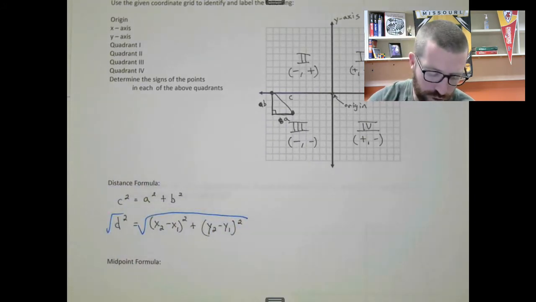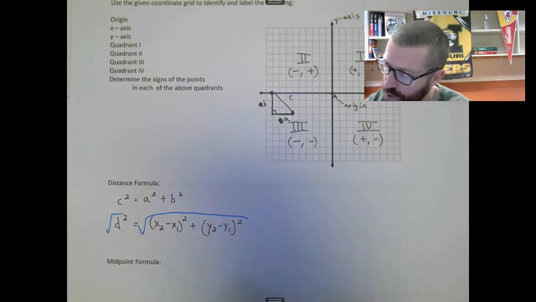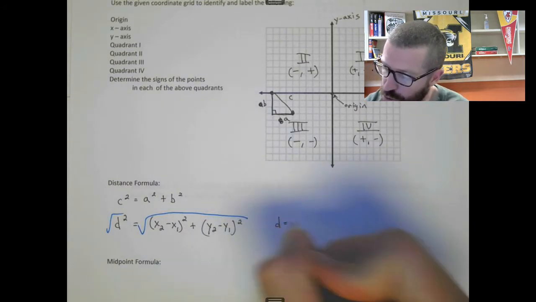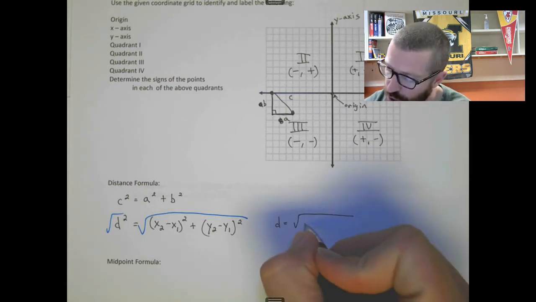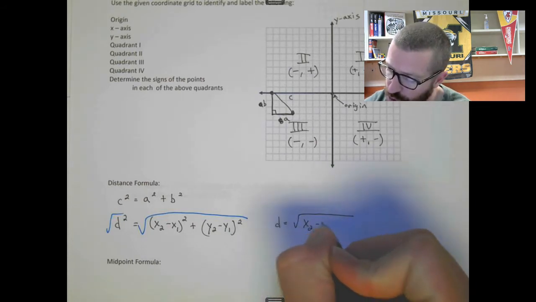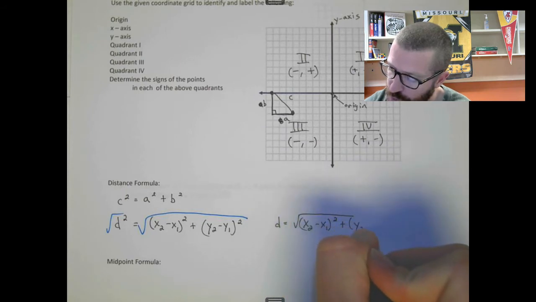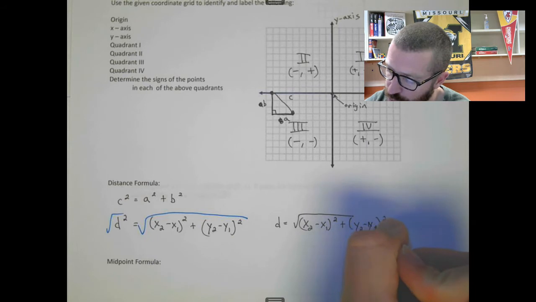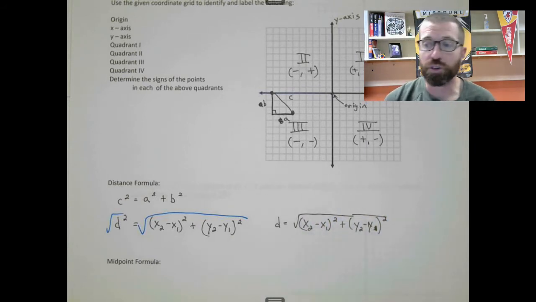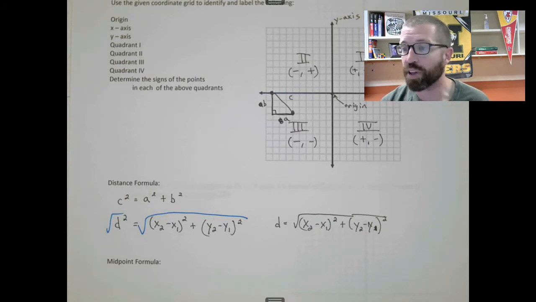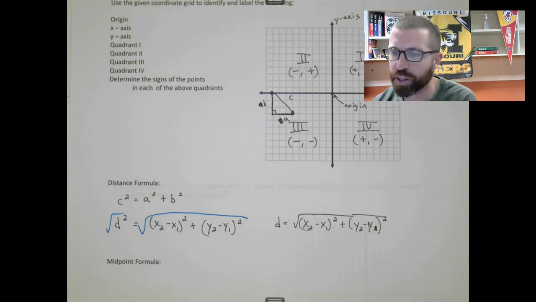And there is the distance formula. So the distance between two points, (x1, y1) and (x2, y2), is: subtract the points and square them, add them together, and take the square root. Or it's a squared plus b squared equals c squared. Okay, so that's distance, and we'll use it here in a minute.